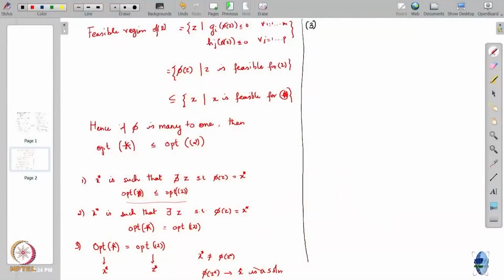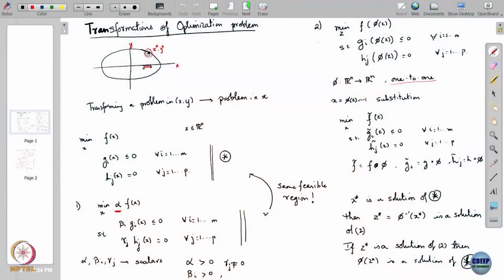Now, let's go from here into problem 3. If I have a phi which is not 1 to 1, suppose it's many to 1, then how can I still maintain an equivalence between problem 2 and problem star? That is the question here. When it's not 1 to 1, how can I maintain the correspondence between 2 and star?